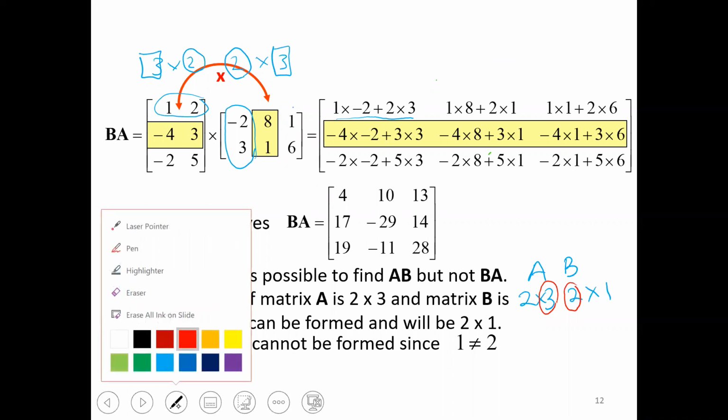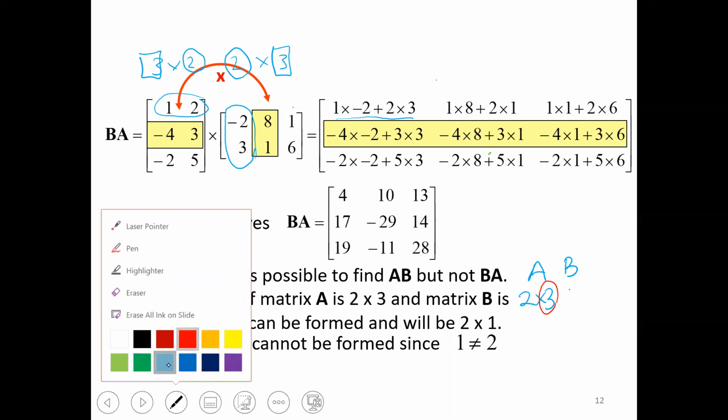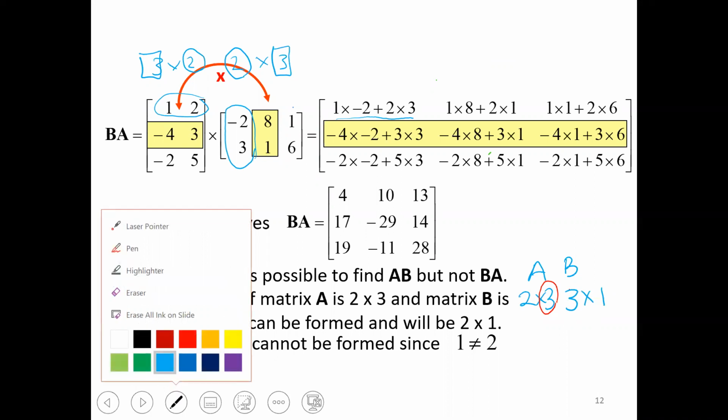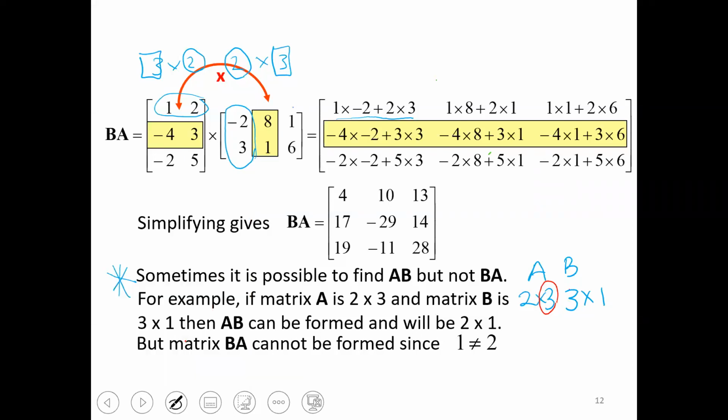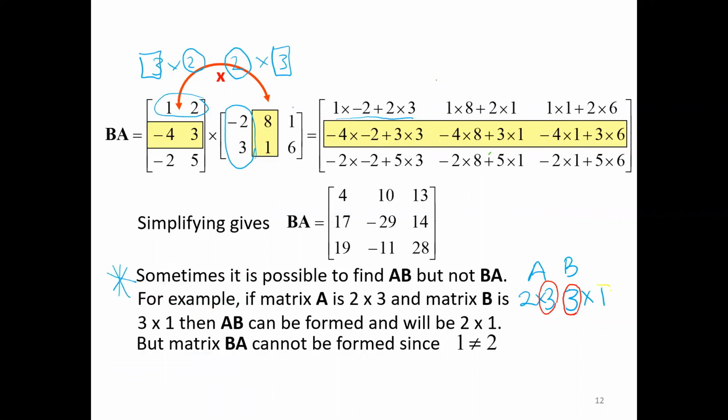Sorry, B was actually 3 by 1, not 2 by 1. Following the example here on the slides, if A is 2 by 3 and B is 3 by 1, then we can multiply them together, and the answer will be a matrix 2 by 1.